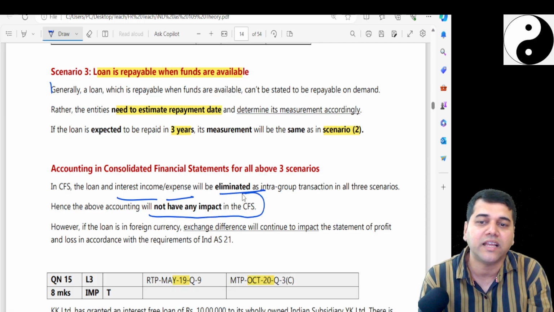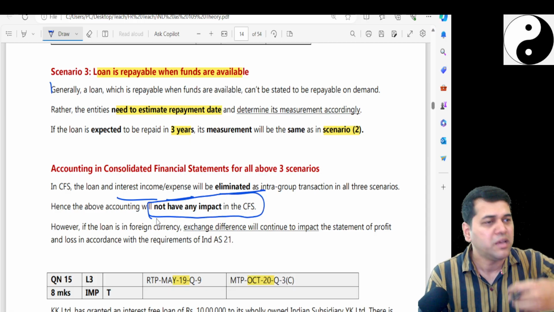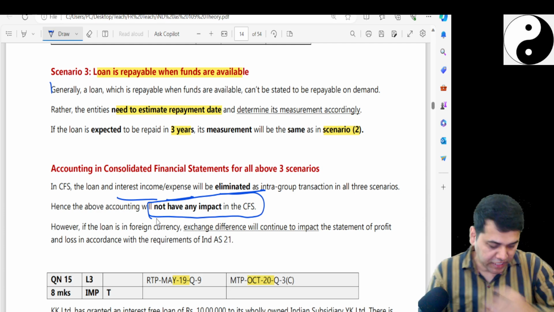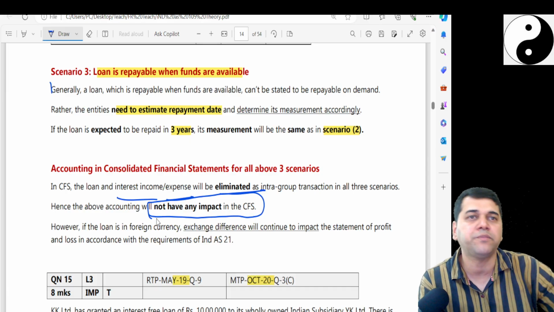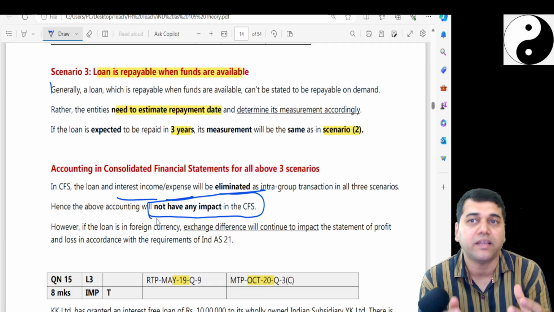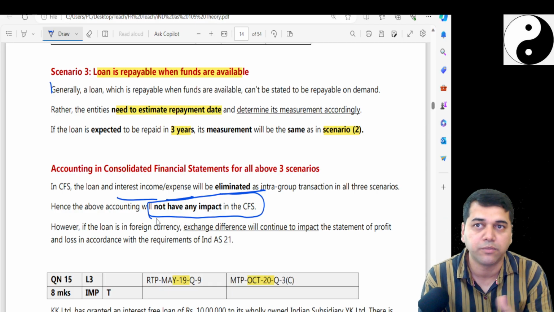So this entry has got no impact, because my cash from this pocket went to this pocket. No change, because the parent's money is with the subsidiary. So consolidation, it will appear as a group. We will get a more understanding as we proceed further.